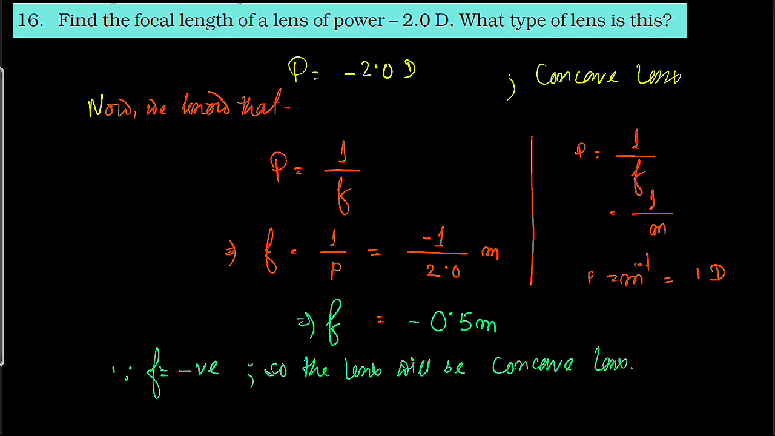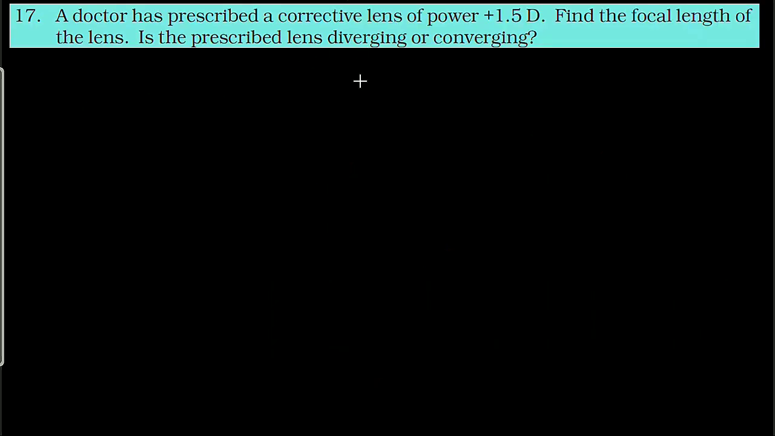Now we move towards our last question. This is the main question. Let's check that. What is actually given here? Here the power is given, plus 1.5D. So write it down: given plus 1.5D. Though we know that if the power is positive, the lens should be a convex lens, we will verify it by calculating the focal length. So what can you write? We know that.